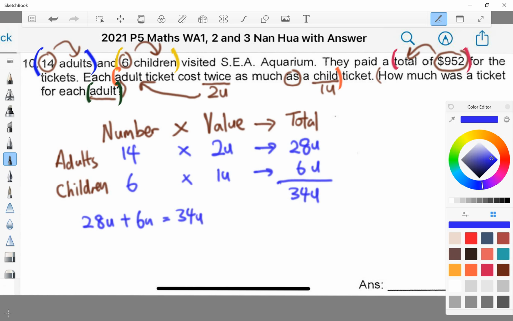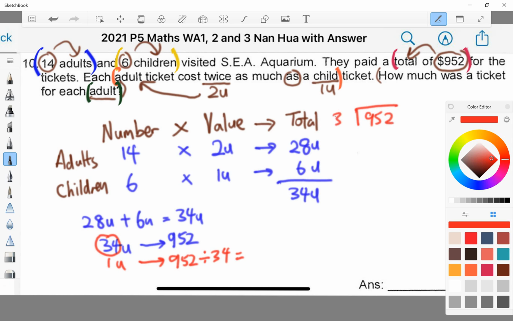Thereafter, in this question, most of the time they'll give you a total value, like in this case, our total value is $952. So I have to match 34 units to the 952, and from there I will need to find out what is 1 unit. And to get there, I have to do my division. So let's say this question is a paper 1 question. When you can't use the calculator, that's when we have to do our long division. So this is a revision for everyone on what is long division.